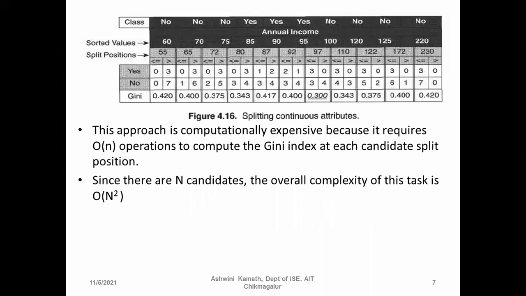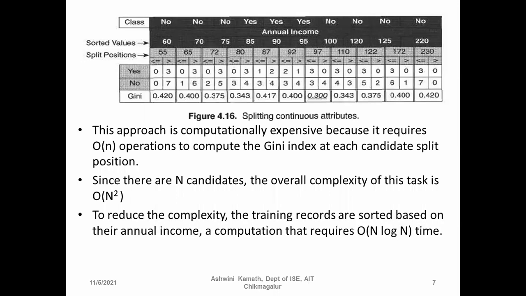For one record, we need n operations. So for n records, it will be n into n operations. That is n square operations we need. Then to reduce the complexity, the training records are sorted based on their annual income. The computation required is big O of n log n time.